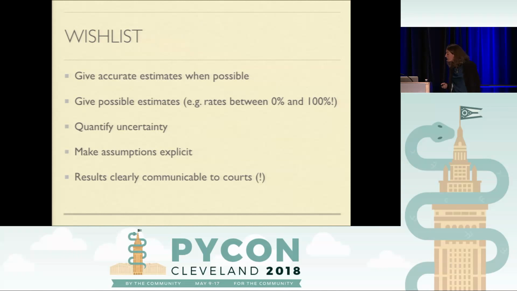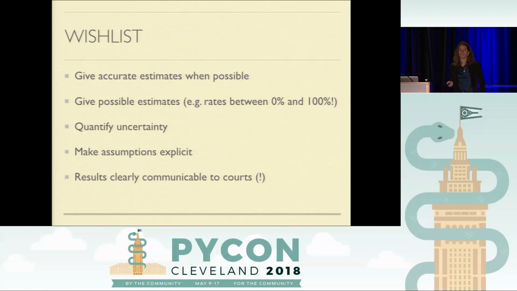All right, our wish list for our inference is we'd like to have accurate estimates. Always something that one desires. We'd like to have possible estimates, right? We'd like our voting rates to be between 0 and 100%. You might think that's modest, but as we'll see, it's something we shouldn't take for granted. We'd like to quantify our uncertainty, and we'd like to make our assumptions explicit.